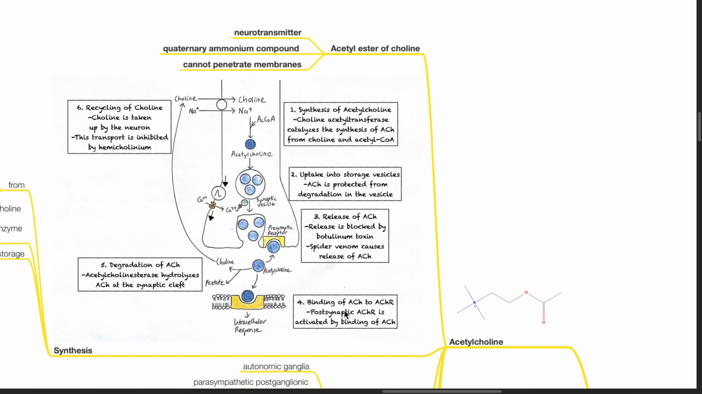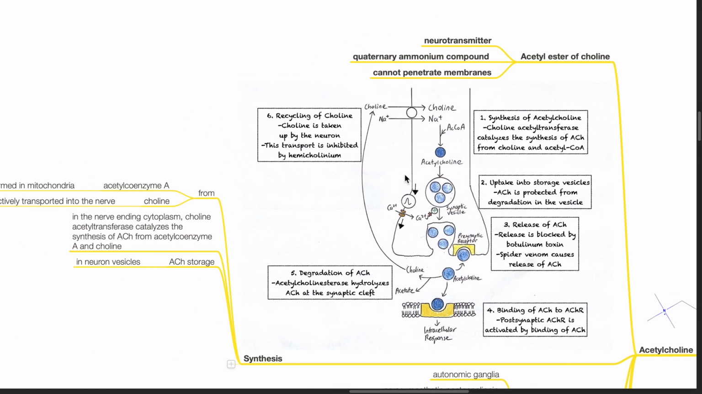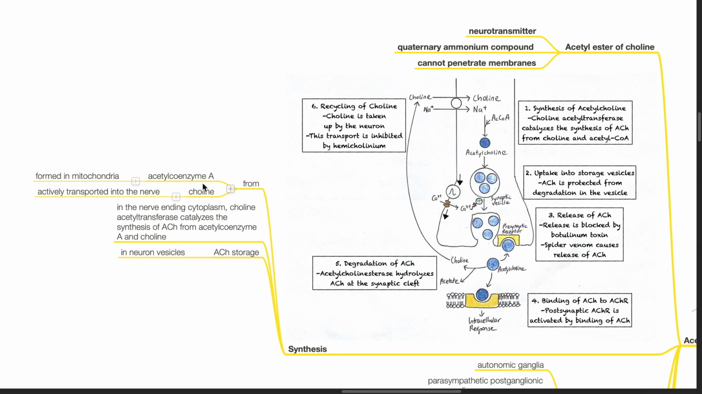Acetylcholine. It is an acetyl ester of choline which functions as a neurotransmitter. It is a quaternary ammonium compound, therefore cannot penetrate membranes. Synthesis. Acetylcholine is synthesized from acetyl coenzyme A formed in mitochondria and choline, which is actively transported into the nerve. In the nerve-ending cytoplasm, choline acetyltransferase catalyzes the synthesis of acetylcholine from acetyl coenzyme A and choline. Acetylcholine storage occurs in neuron vesicles.